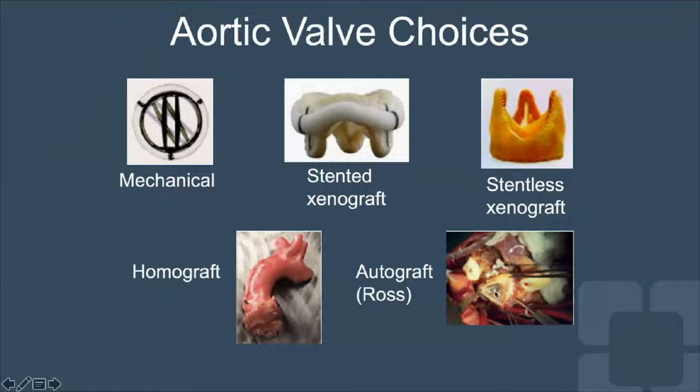putting it in the aortic position, and then you're replacing the pulmonary valve with a homograft. In the pulmonary valve position, the homograft tends to last longer, and using the patient's own valve to replace the aortic valve may have some durability advantages. And this is a procedure that's used in some younger patients.